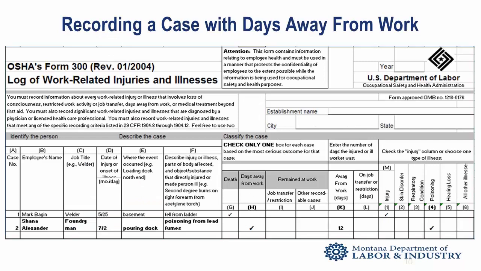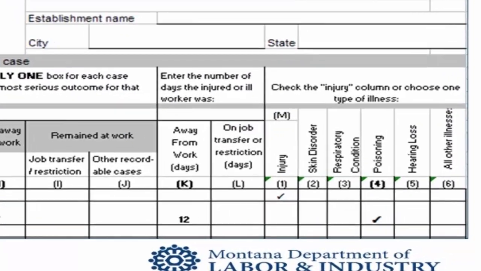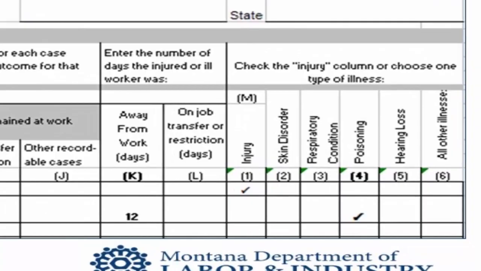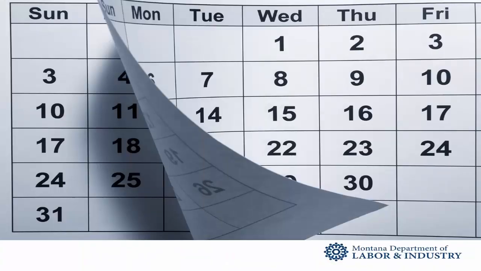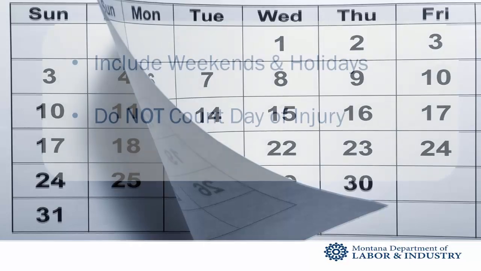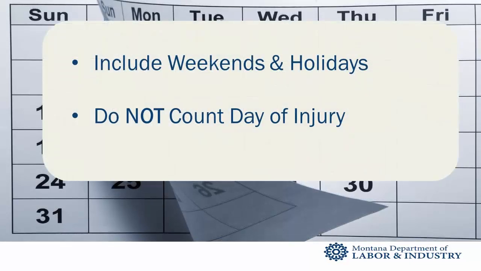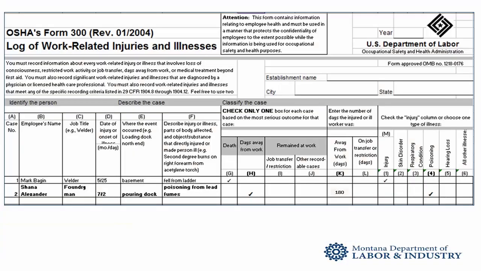For cases that involved 1 or more days away from work, you must place a checkmark in column H on the OSHA Form 300 and enter the number of calendar days the employee was away from work in column K. Then note in column M whether the case involves an injury or an illness. When counting days, be sure to count the days the employee would not have been able to work regardless of whether he or she was scheduled to work. This includes weekends and holidays. Do not count the day of the injury. If the day count reaches 180 calendar days, you may stop counting subsequent days and enter 180 in column K.